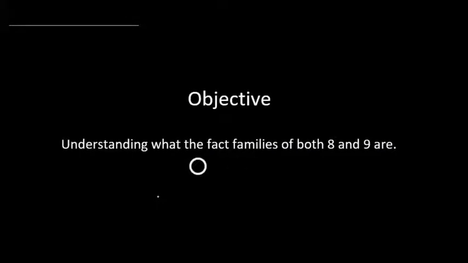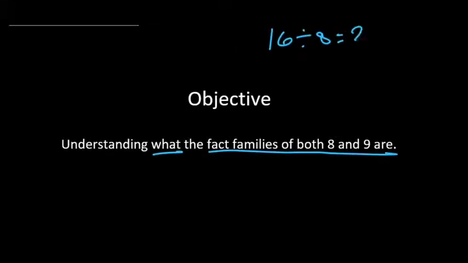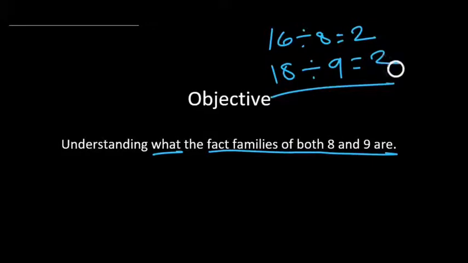Our objective for today is understanding what fact families of both 8 and 9 are. Basically, I'm going to give an easy problem. If we have 16 divided by 8, we should draw a model or solve it in some way and find out what 16 divided by 8 is, which is 2. And if we have 18 divided by 9, this is also equal to 2, because 9 times 2 is equal to 18, and 8 times 2 is equal to 16.